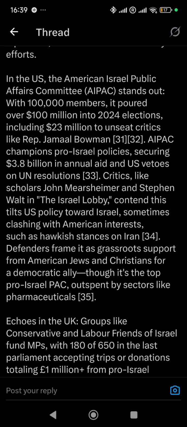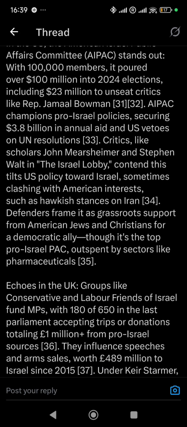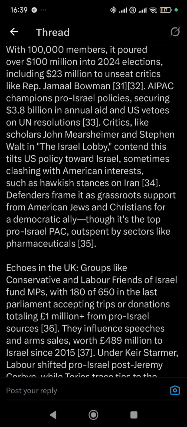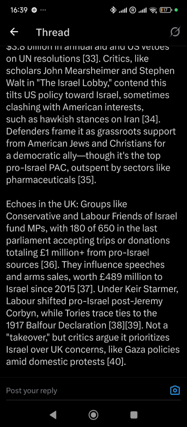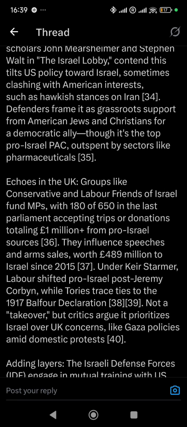AIPAC champions pro-Israel policies, securing $3.8 billion in annual aid and US vetoes on UN resolutions, reference number 33. Critics like scholars John Mearsheimer and Stephen Walt in The Israel Lobby contend this tilts US policy toward Israel, sometimes clashing with American interests, such as hawkish stances on Iran, reference number 34. Defenders frame it as grassroots support from American Jews and Christians for a democratic ally, though it's the top pro-Israel PAC, outspent by sectors like pharmaceuticals, reference number 35.